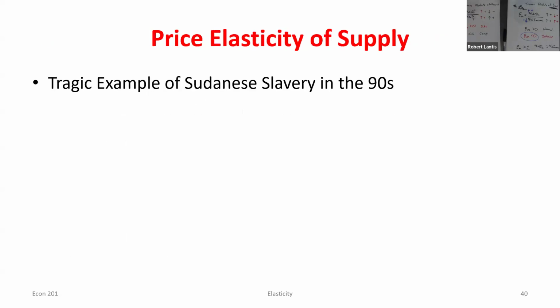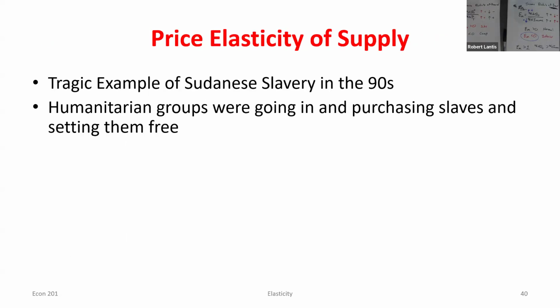I then have an example I think is interesting. So, tragic example, but let's take what we're learning in economics and apply it to the real world. In the 90s, someone did a small study of Sudanese slavery. All these humanitarian groups were like, oh man, this is terrible. There are all these slaves in Sudan, let's go over and free them.